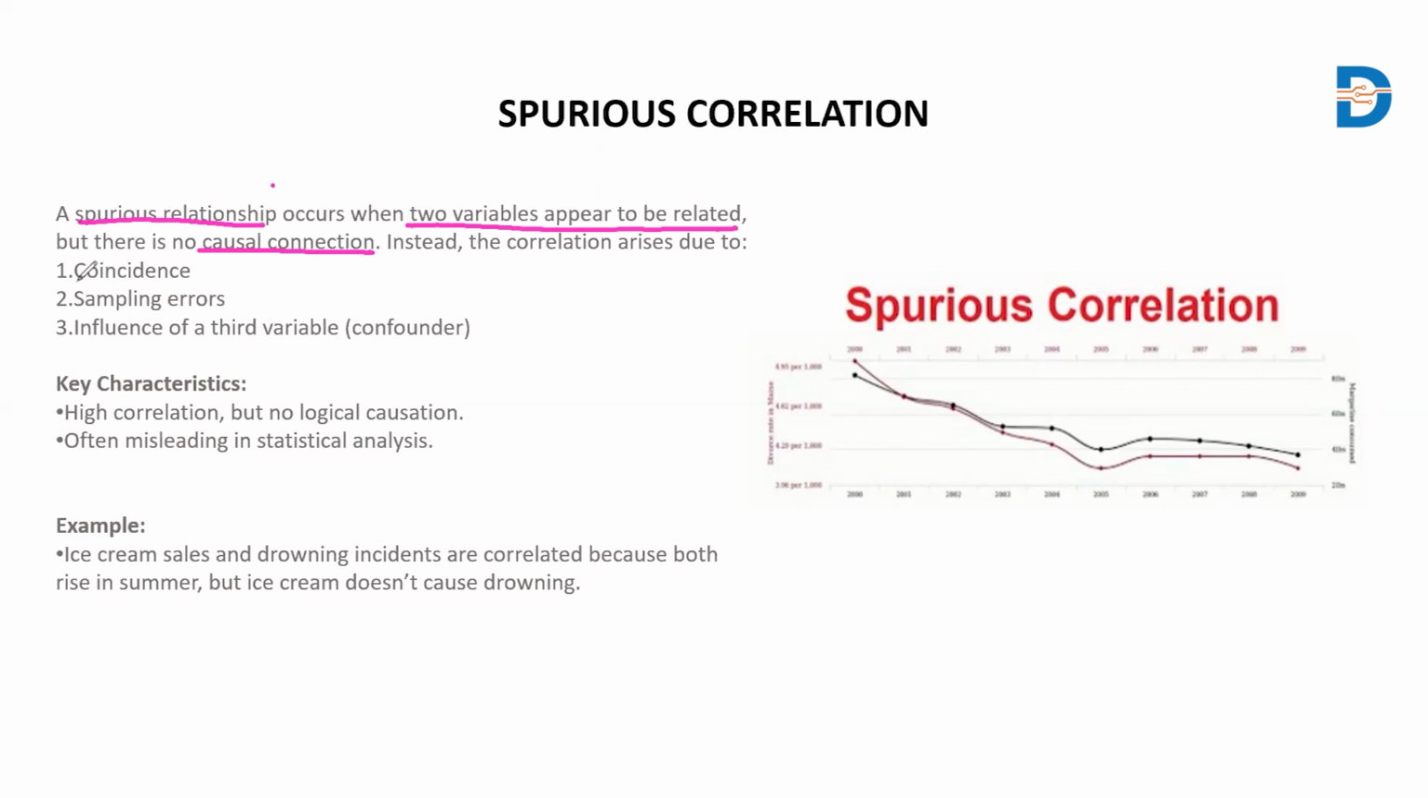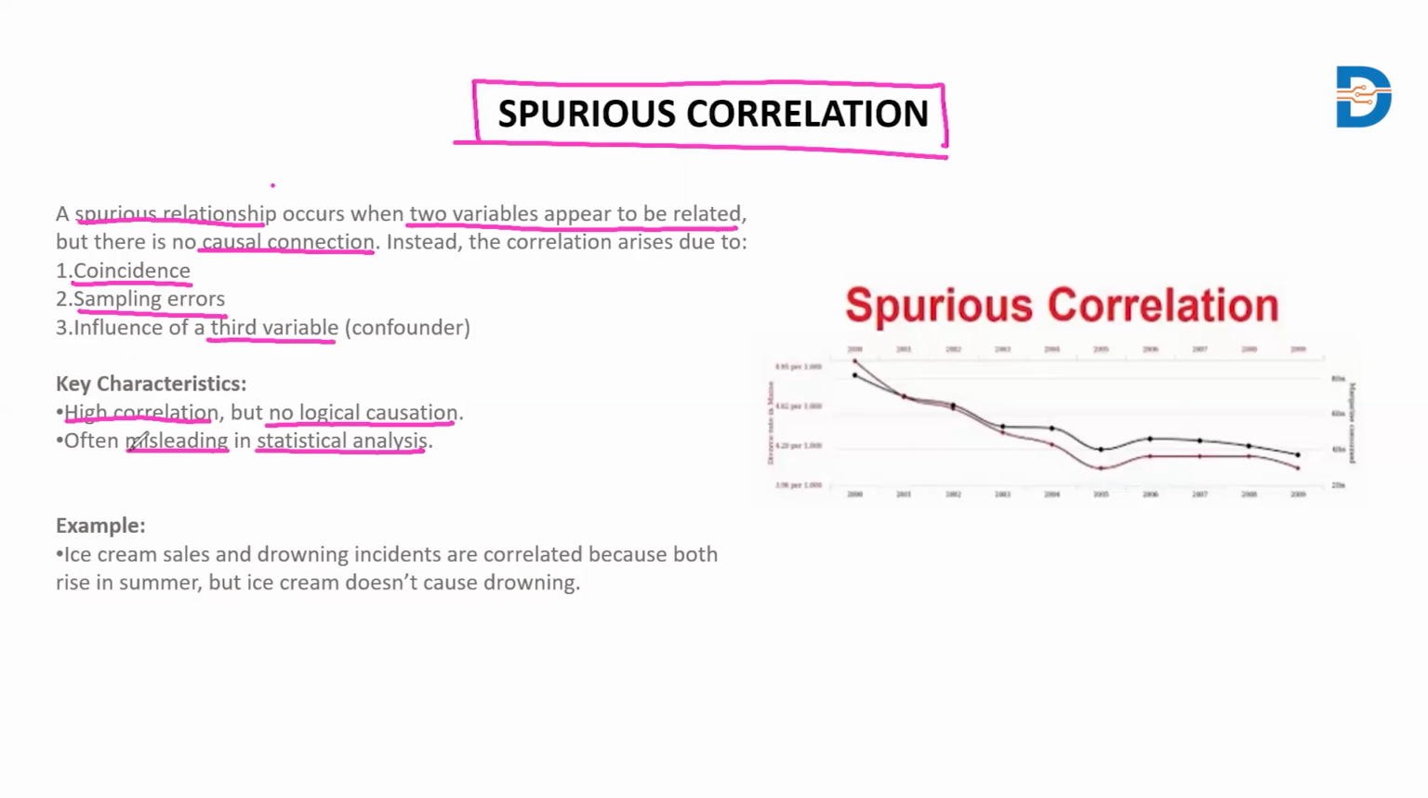That may happen either due to coincidence, or sampling errors, or the influence of a third variable. The key characteristic of a spurious correlation is that it usually shows high correlation, but there is no logical causation. Causation is nothing but a connection between them. Often it will mislead a statistical analysis, so we have to be careful when we are looking at correlations.